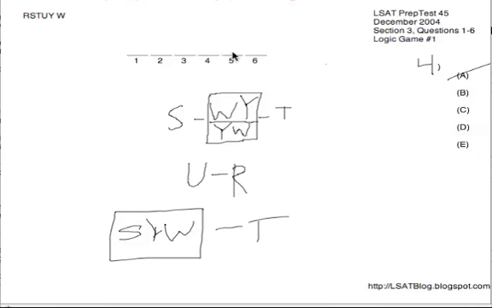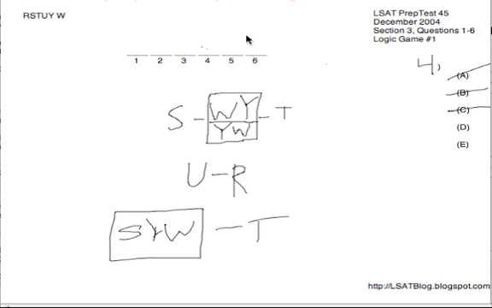Could we have Y on 3? Well, if Y was on 3, we'd have S on 2, W on 4, U on 1 perhaps, and then T and R coming later. Works totally fine. B is gone. Then for C, T on 4. If we had T on 4, we'd have SYW on 1, 2, and 3, so SYWT. And then we'd have U and R on 5 and 6. Works out fine. C is eliminated.